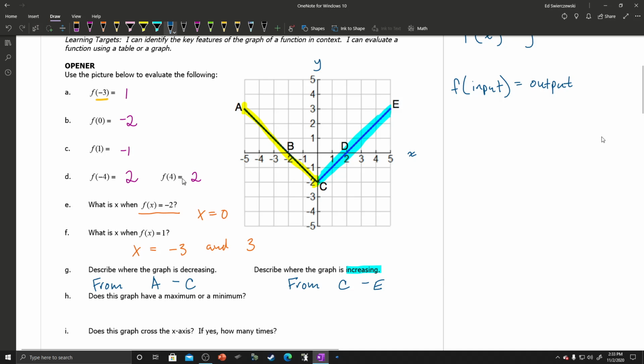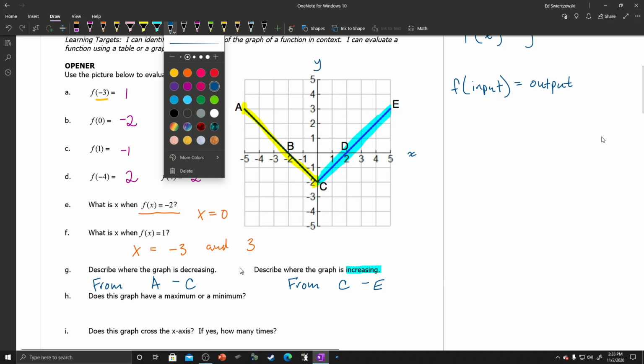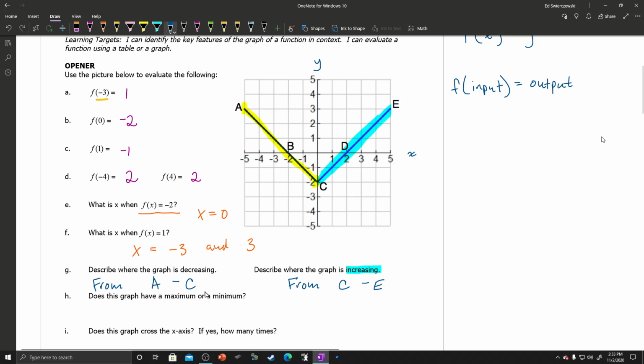And then you can ask yourself, where does the graph have a maximum or minimum? Or does it have either one? So we see that, right, this graph definitely has a minimum, right? It looks like C is the minimum because it's the lowest point on the graph. It is the lowest y value. And, well, maybe this graph keeps going, so maybe we don't have a maximum, right?